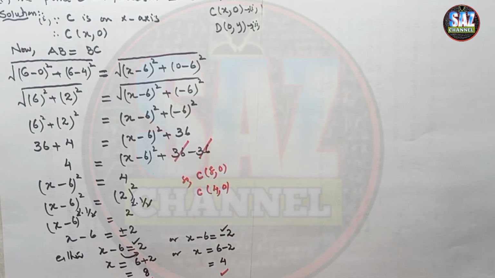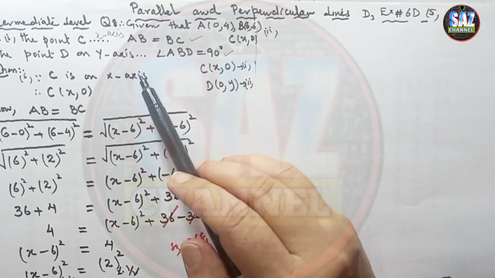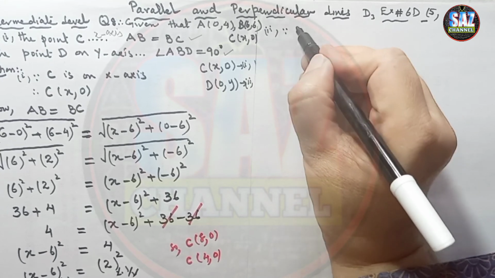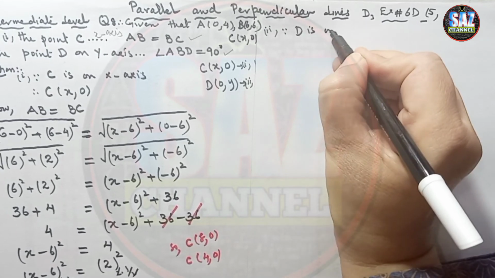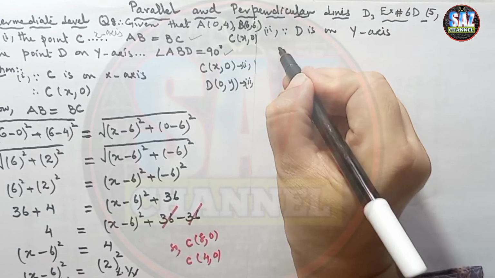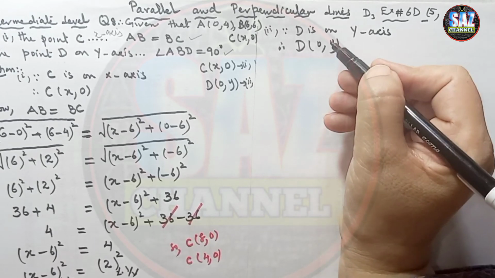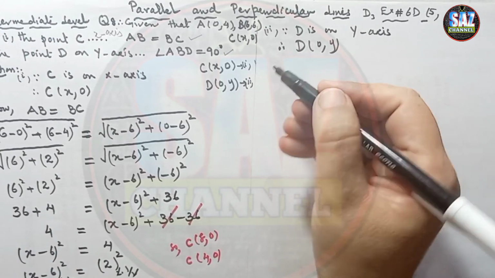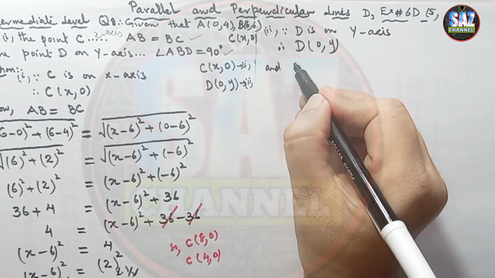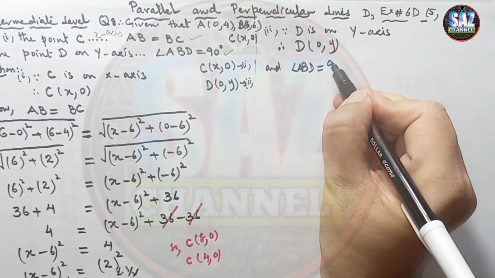And let's move to the second condition. The second part says point D is on the y-axis. Because point D is on the y-axis, D will have the coordinates 0 with y. This is one of the conditions. And the second is that it is given that angle ABD equals 90 degrees.